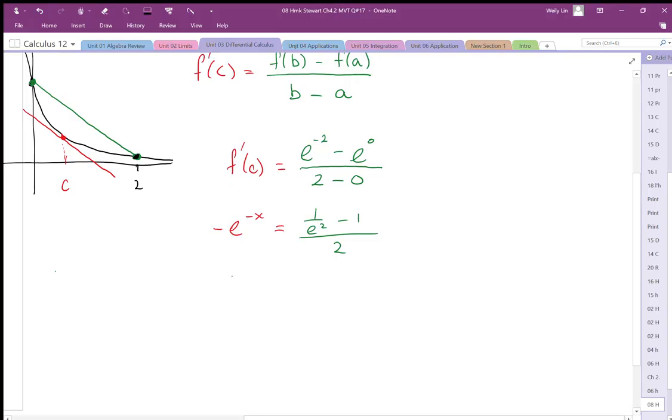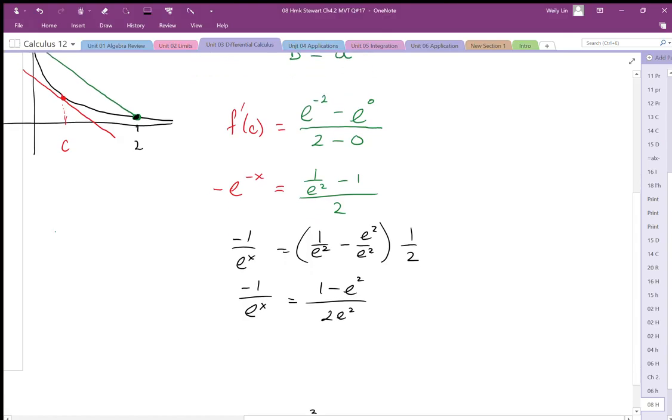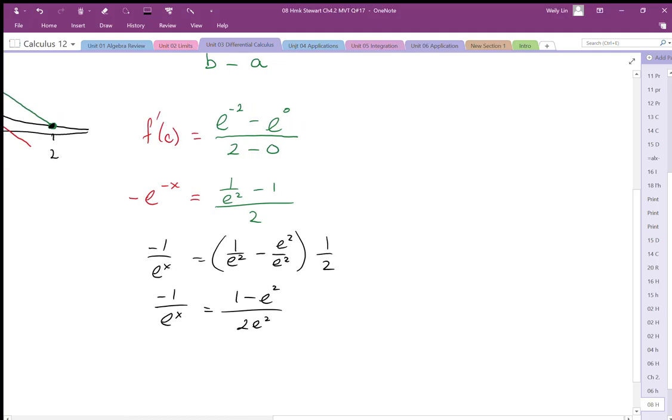So I'm going to rewrite this as negative 1 over e to the x is equal to, there's lots of algebra here, so I'm going to do a few steps. So minus, this is going to be e squared over e squared. And then we can divide by 2, or times by 1/2. And so I end up with negative 1 over e to the x is equal to 1 minus e squared over 2e squared. And then we can solve this equation.